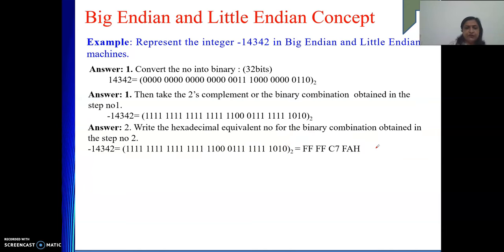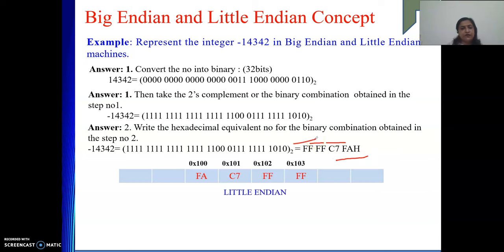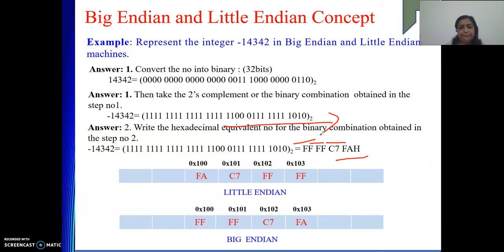So now we can do it easily. If it is little endian, first FA, then C7, FF will be stored. This is little endian, correct? If it is big endian, we'll start from this end. So first FF, C7, FA. Hope this part is clear. In fact, this is very easy.